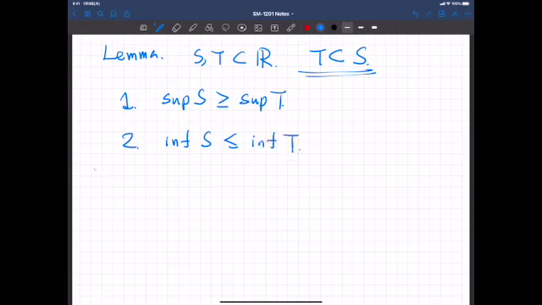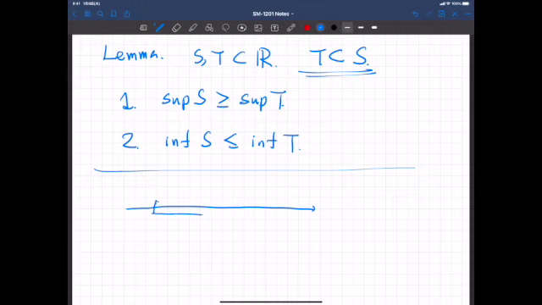So let's prove this. Before proving, let me explain what this means by a simple example. Suppose, for example, in the simplest case, S is an interval. Let's say S is an interval like this.